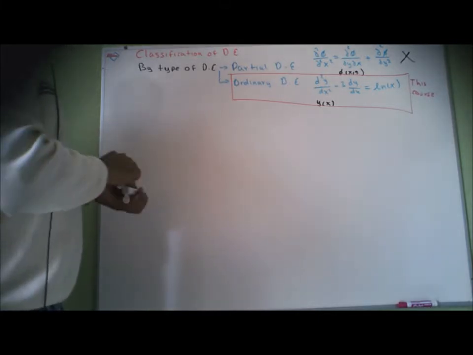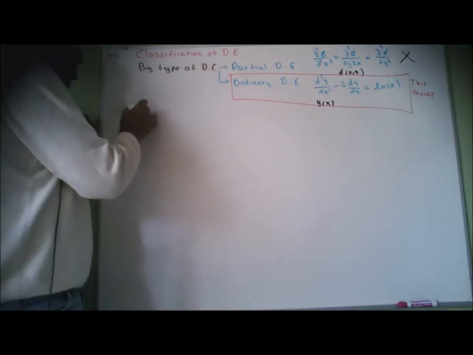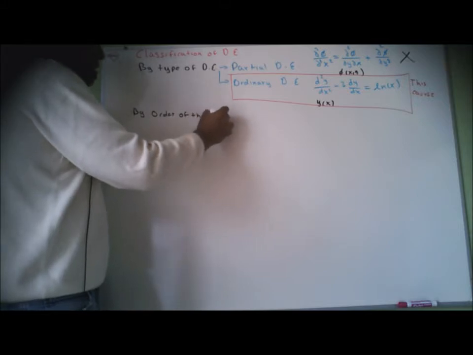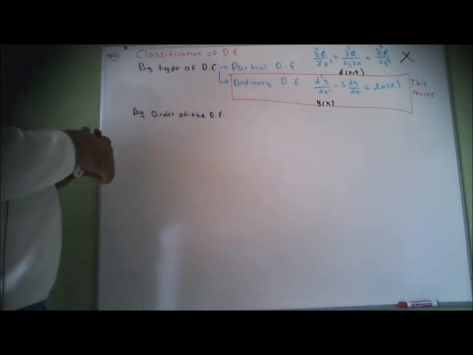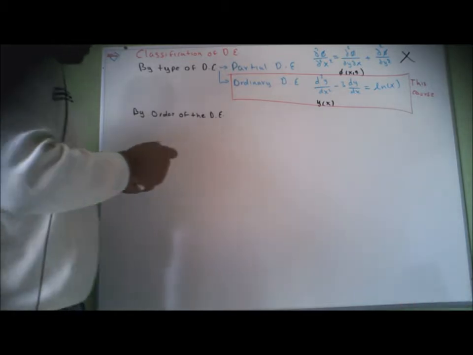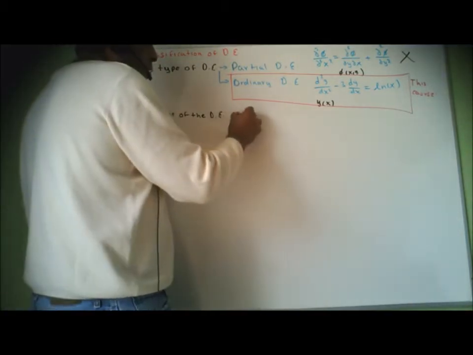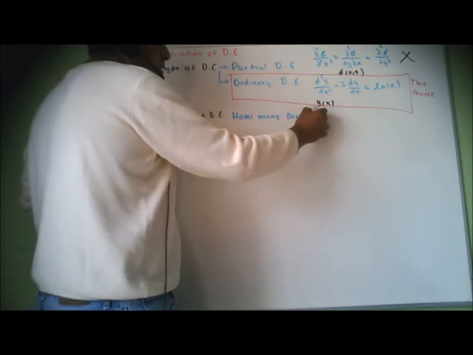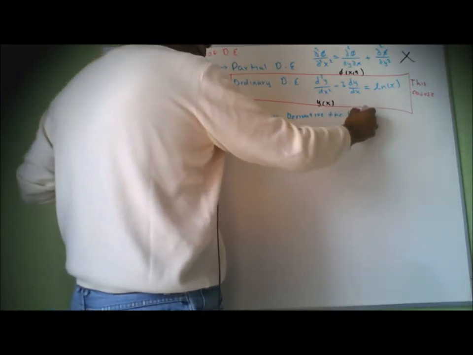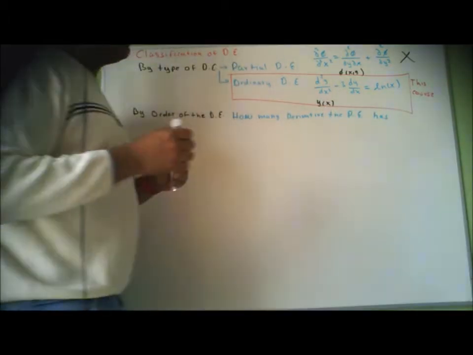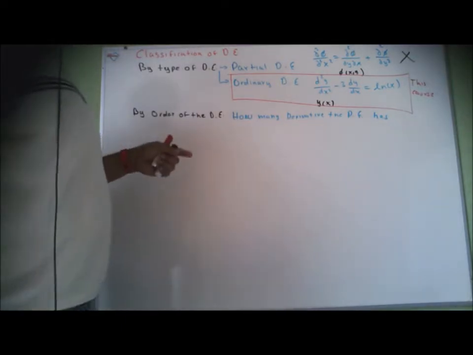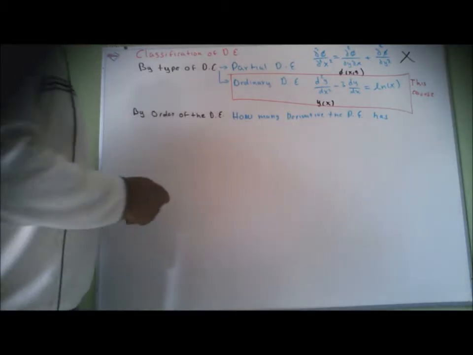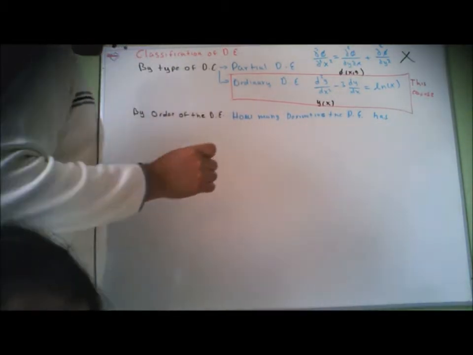The second classification is by order of the differential equation. The order of a differential equation means how many derivatives the equation has. By the way, I forgot to mention that I'm abbreviating differential equation as just DE. How many derivatives the differential equation has, well, that is the order of the differential equation.